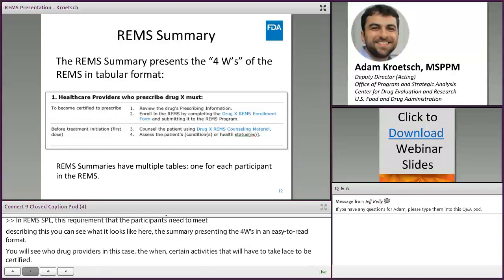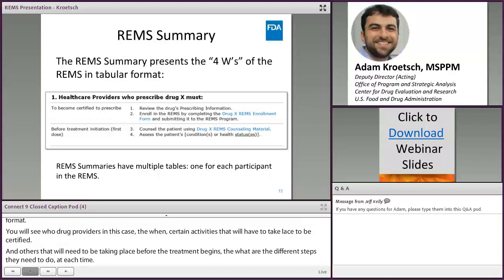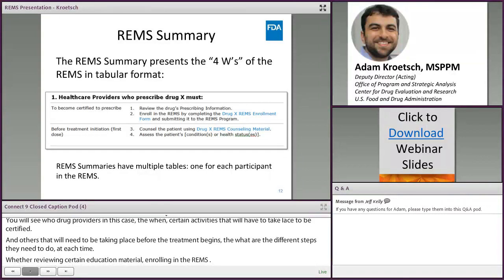So the what are the different steps that they need to do at each of those times. The review, whether it's reviewing certain educational material, enrolling in the REMS, counseling patients. The with what are the materials that are actually used to carry out those activities. So you enroll using that highlighted in blue Drug X REMS enrollment form, that's the with what, or you counsel the patient using the Drug X REMS counseling material.